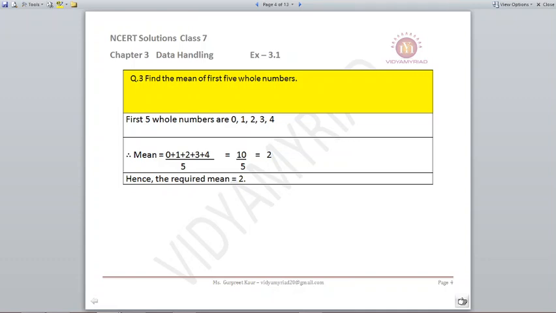I need to find out the mean. How to calculate the mean? Add all the numbers and divide by total numbers. There were 5 numbers. And what is the sum of those numbers? 0 plus 1 plus 2 plus 3 plus 4 gives you 10 upon 5, which is divisible. So 2 is the required mean of the first 5 whole numbers.